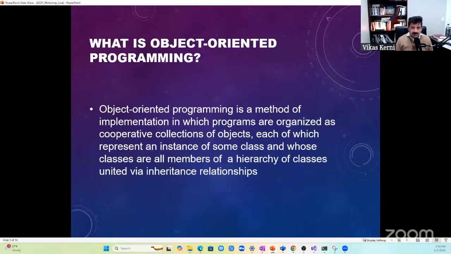What is object-oriented programming? I took this definition from the book. Object-oriented programming is a method of implementation in which programs are organized as a cooperative collection of objects, each of which represents an instance of some class, and whose classes are all members of a hierarchy of classes united by inheritance relationships. So what does that mean?